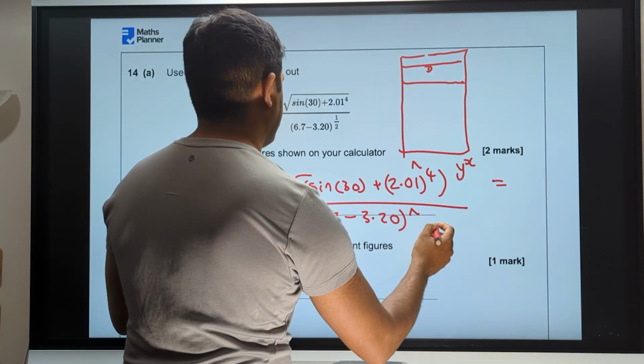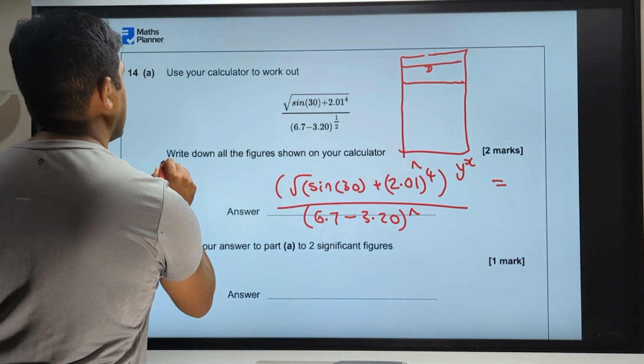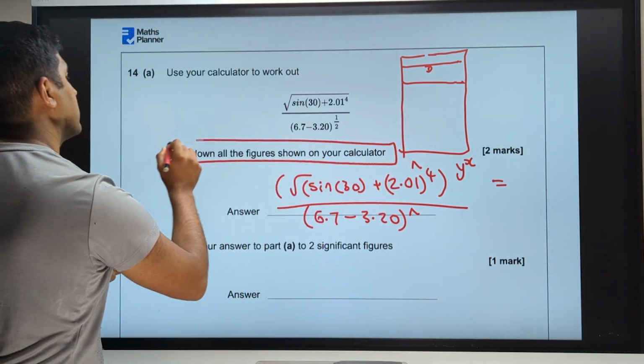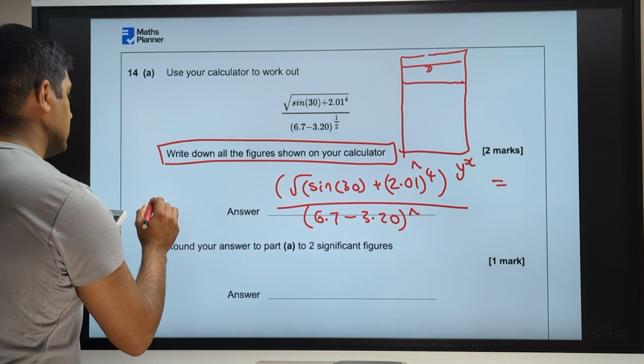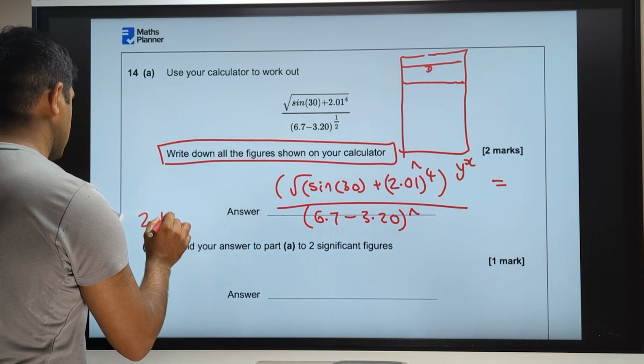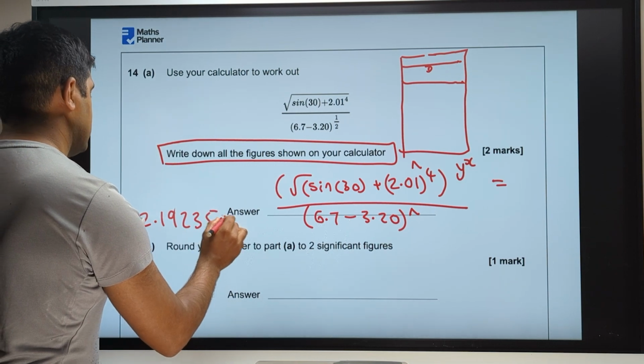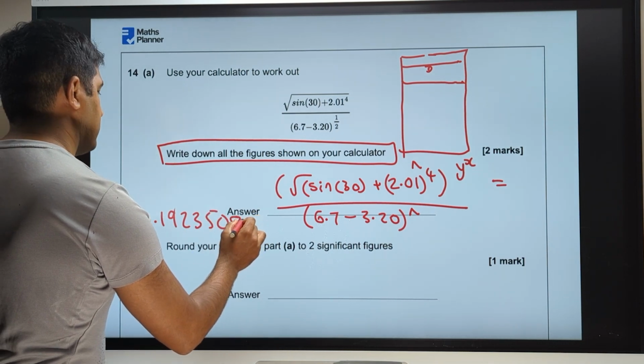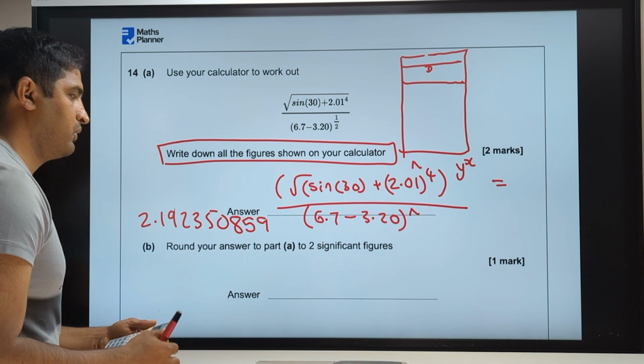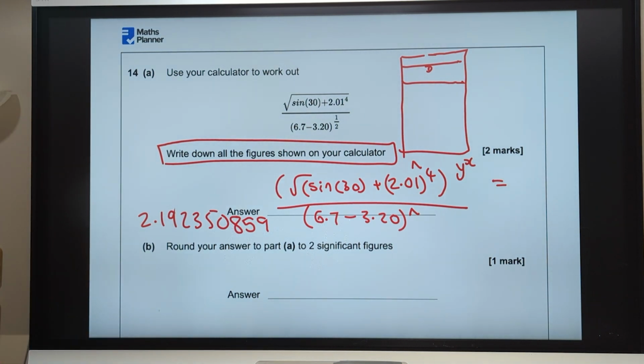And I end up with 2.19. And it says, write down all the figures shown on your calculator. So you need to write down everything you see on your calculator. I got 2.192350859. Okay, so those are the numbers I see in the calculator.